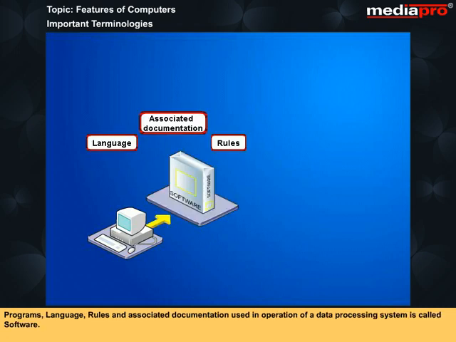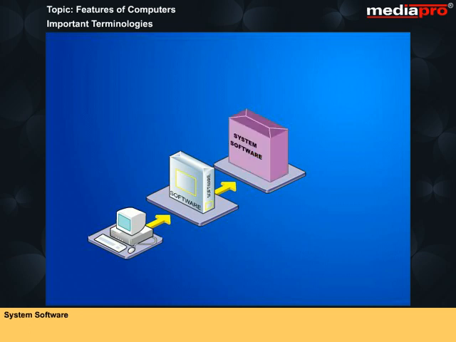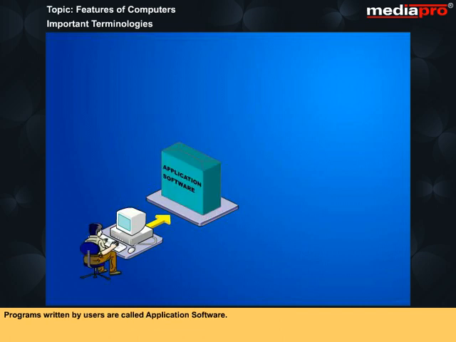Programs, language, rules, and associated documentation used in operation of a data processing system is called software. There are two categories of software: application software and system software. Hardware is driven by utility programs called system software. These utility programs are input and stored permanently in the computers. Programs written by users are called application software.